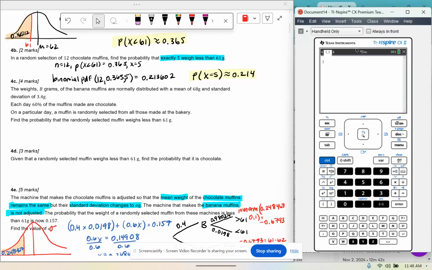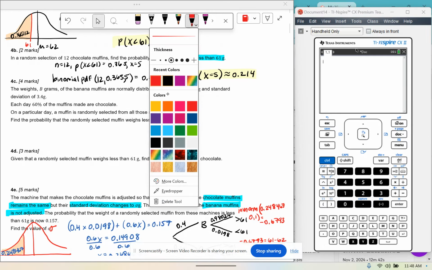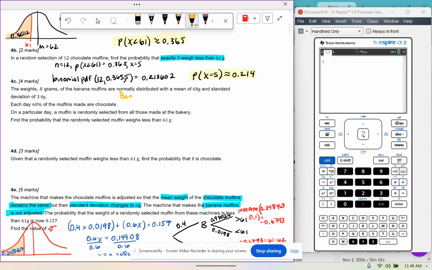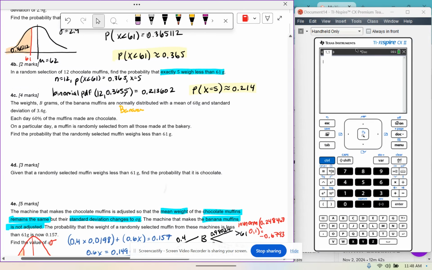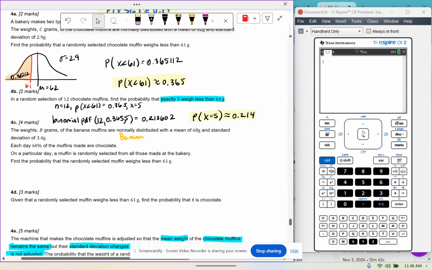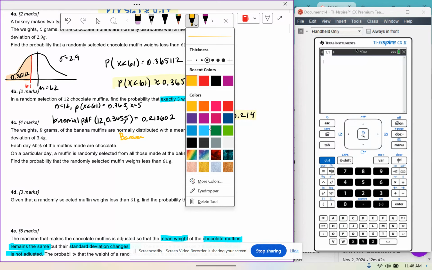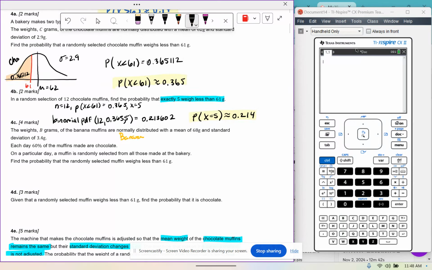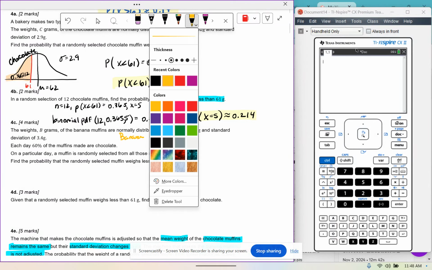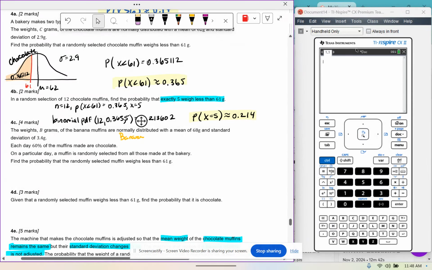Okay, so the weights, in grams, of the banana muffins. Okay, so now we're talking about banana muffins. Banana. And then up here was chocolate. All right, keeping everything all organized here. These are normally distributed with a mean of 68 and a standard deviation of 3.4.